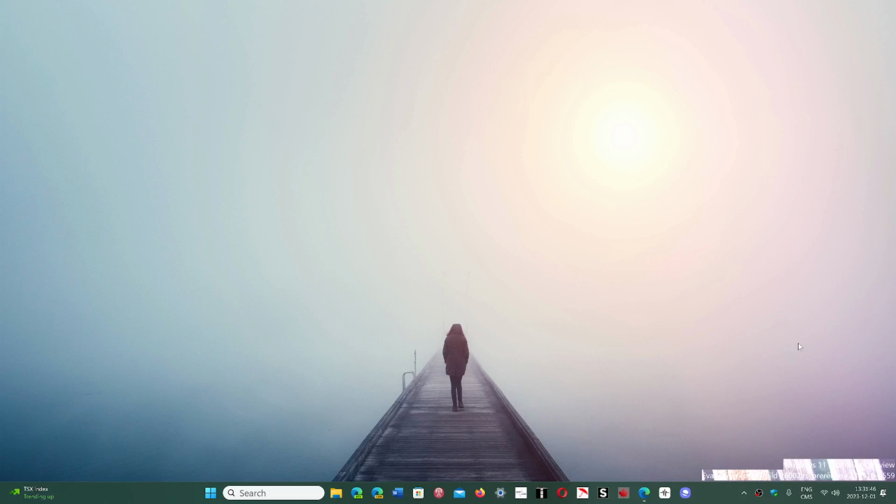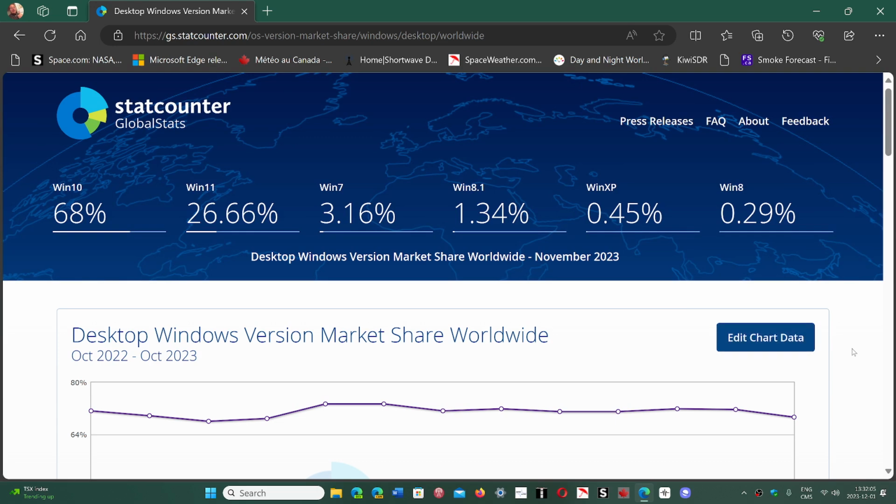Welcome to the Windows Computer and Technology channel, and we have the numbers for Windows 11 and the Windows market share, of course, that we usually look at the beginning of each month. So today, December the 1st, 2023, Windows 11 continues to slowly grow, and Windows 10 is declining.